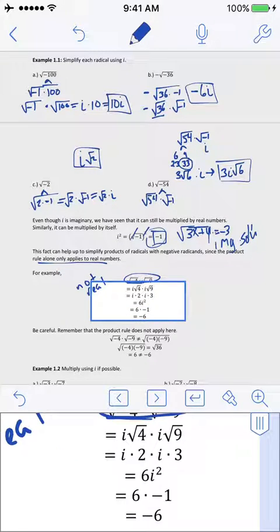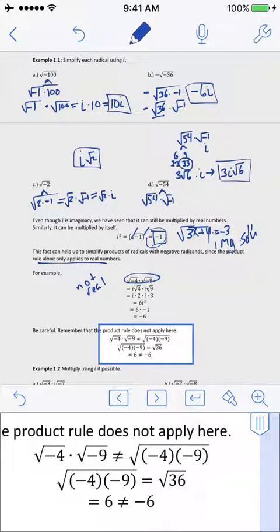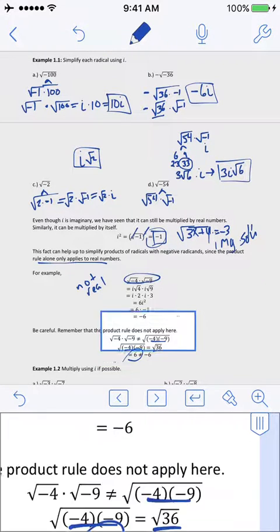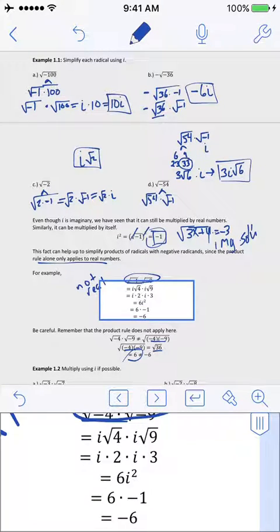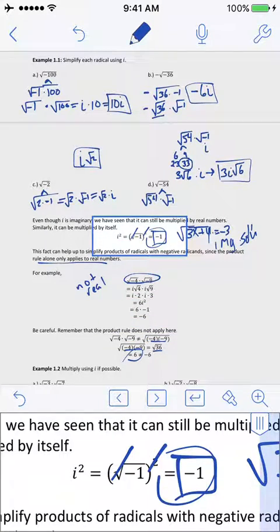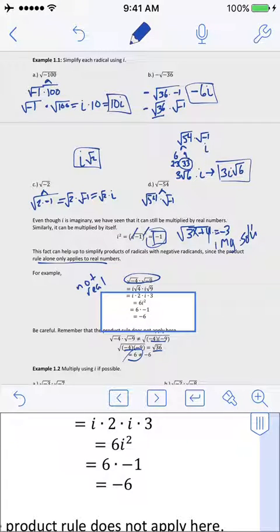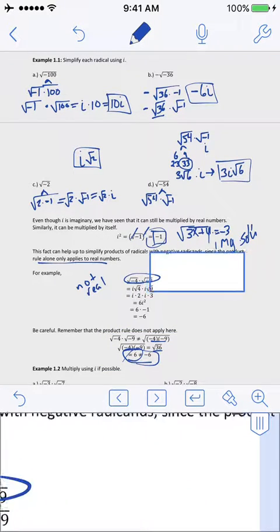They're just not real. So if we just used product rule willy-nilly, you'd end up getting something like this. You'd put them both under the radical, multiply them, get a positive 36, and you'd get 6. And you'd be wrong. Here's why. If we reduce it by i, you pull out the i part and reduce the middle, you end up getting i times 2 times i times 3, or 6i squared. i squared is negative 1. You end up getting negative 6, not positive 6. And negative 6 does not equal positive 6. So product rule does not apply.